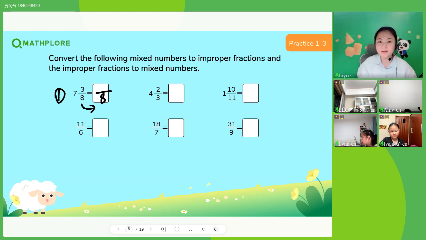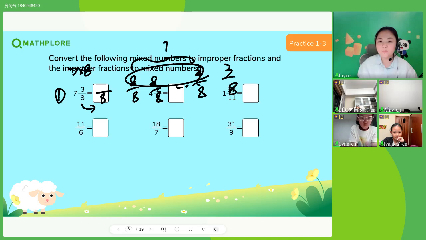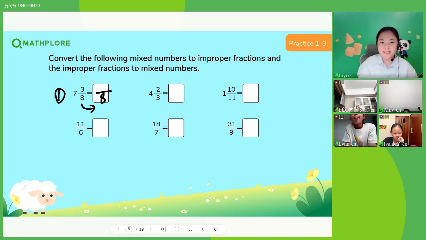How? We have 7 wholes. We need to change each whole into 8 over 8. When we have 7 such fractions added together, and then we add 3 over 8 at the end. So look at the numerators, everyone. We have 7 groups of 8, and then 1 more 3 here. So we use 7 times 8 plus 3 to be the numerator. Can you understand? Okay, so we use 7 times 8 plus 3. How much can this be?